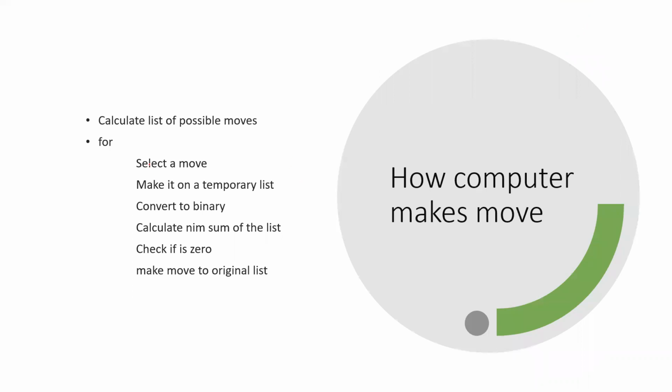Next, pseudocode for how the computer will make a move in a for loop. We'll be iterating over the list of possible moves using a for loop. Select that move, make that move on a temporary list, which will be a copy of the original list, which has the data of how many stones per pile there are. We'll convert that list into binary after making that move. Then check the nim sum. If 0, then good, we make that move on the original list.